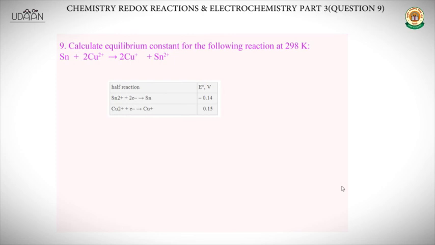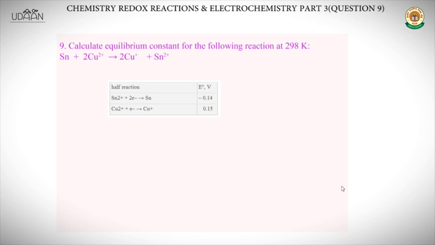Alright, so this is question number 9, and in this question we'll use certain concepts and equations that we had derived from the basic Nernst equation to calculate the required quantities. So basically the question that we have to solve here is: calculate the equilibrium constant for the following reaction at 298 Kelvin. The given reaction is Sn plus 2Cu2+ gives 2Cu+ plus Sn2+, and the corresponding half reactions are also given along with their corresponding E0 in volt.